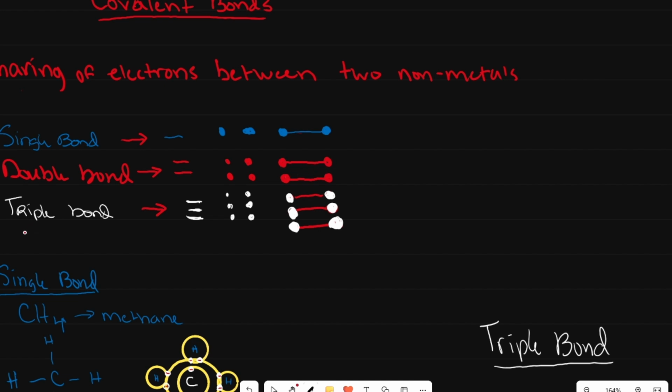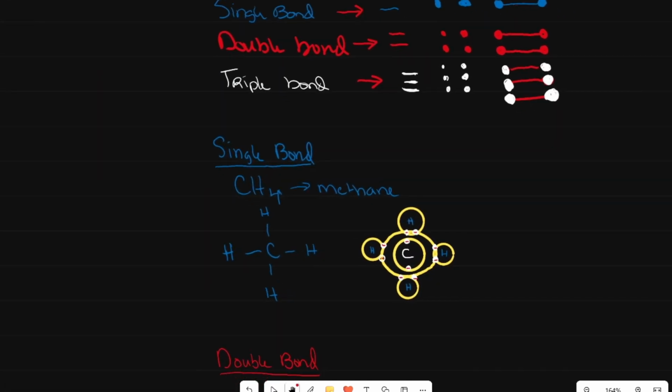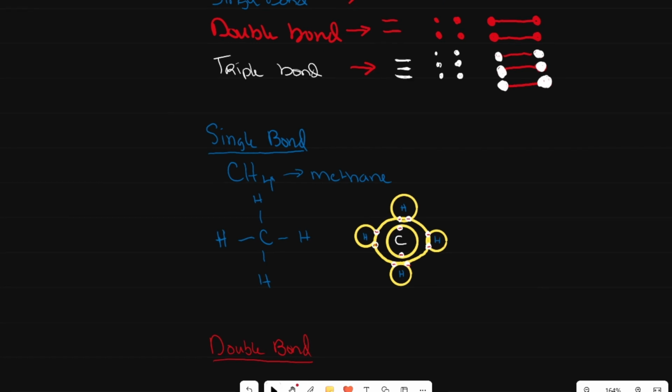When you come over here to the triple bond, you're having three single lines in there. Each one is having two electrons. So when you look at it over here, you can see one, two, three, four, five, six. That's six electrons total.